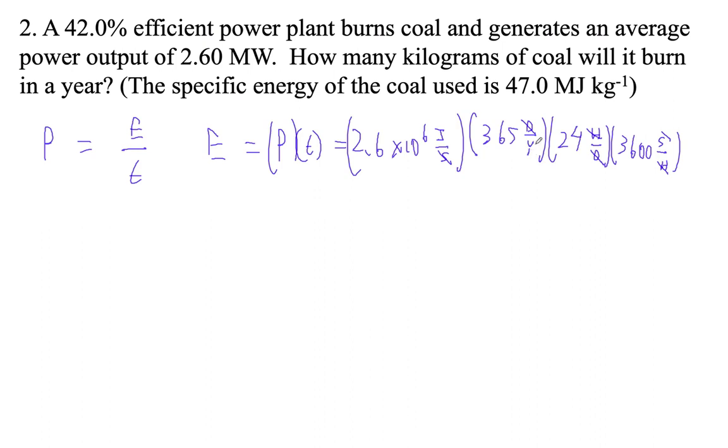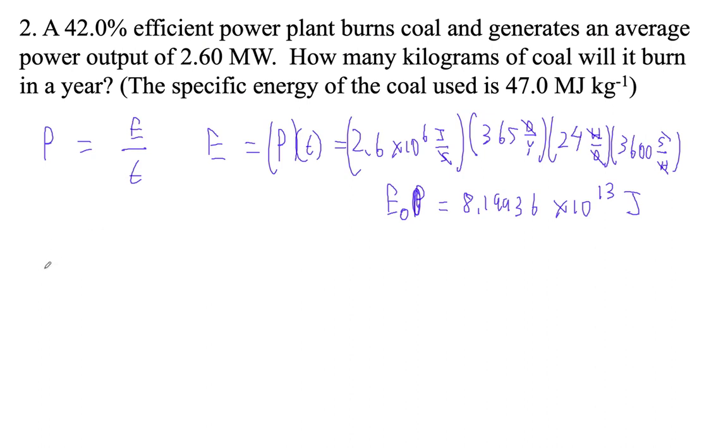So 2.6E6 times 365 times 24. Whoops, I just did 25. 24 times 3,600 is 8.19936 times 10 to the 13th joules. Now that's the output. I'm sorry, power, energy. That's the energy output.